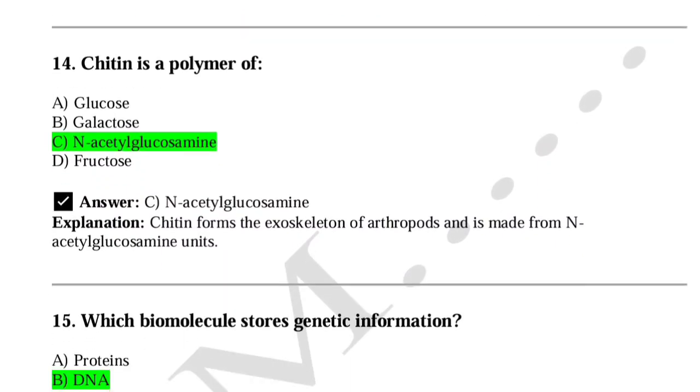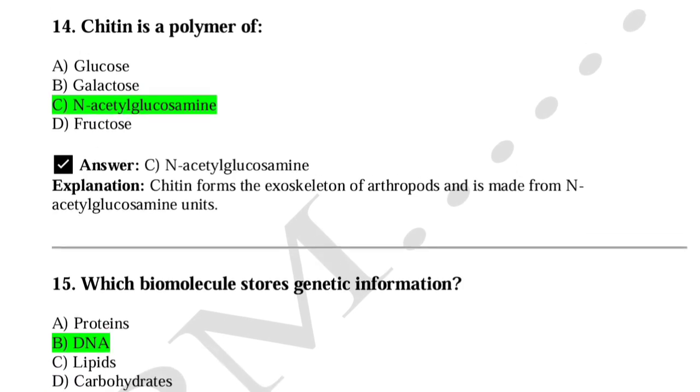Now come to question number 14. Chitin is a polymer of. So chitin is a polymer of N-acetyl glucosamine. Chitin forms the exoskeleton of arthropods and is made from N-acetyl glucosamine as units.